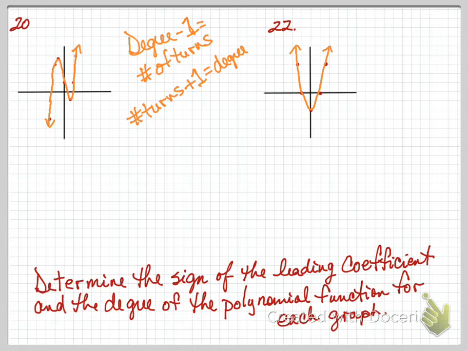Okay, so let's take a look. I start at the bottom, I go up, I turn a point and go down, and then I go back up, right? Okay, so I have 2 turns. If I take 2, I add 1 to it, my degree is 3. So this is a cubic polynomial.